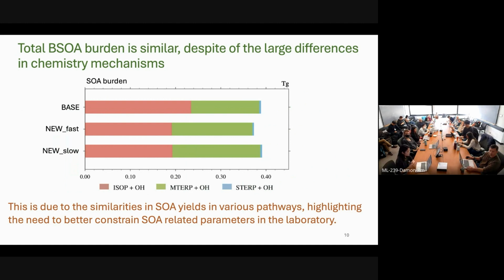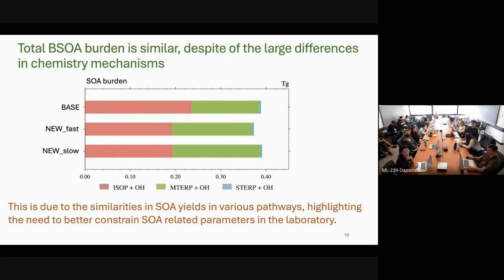And we have to mention that all these results are based on our assumptions or choices on the reaction rates, branching ratio, and SOA yields. They are all quite uncertain, so we think more lab experiments will be quite necessary to help us reduce uncertainties in these SOA-related parameters.